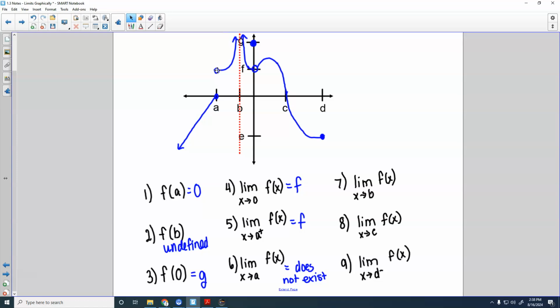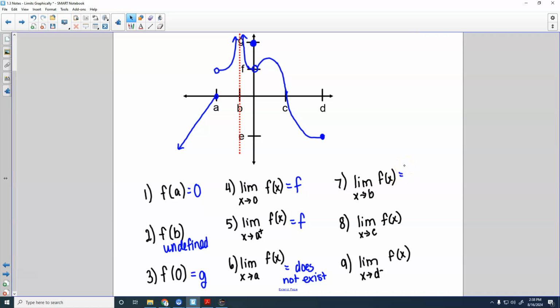Okay. 7 is a little bit tricky. Let's see. Lucas, what do you think about 7? Limits are not undefined. Limits do not exist. That's an option. Okay.